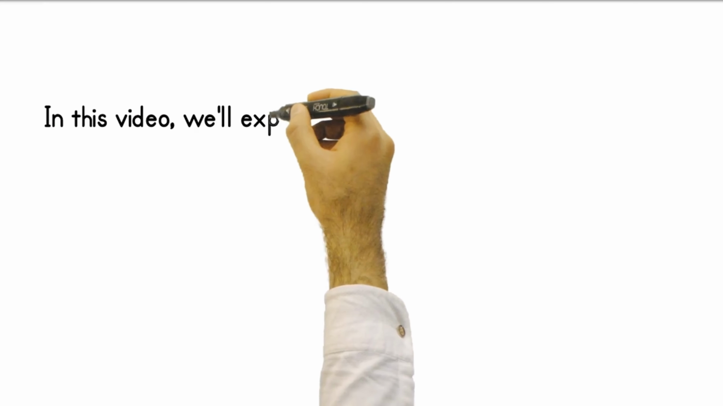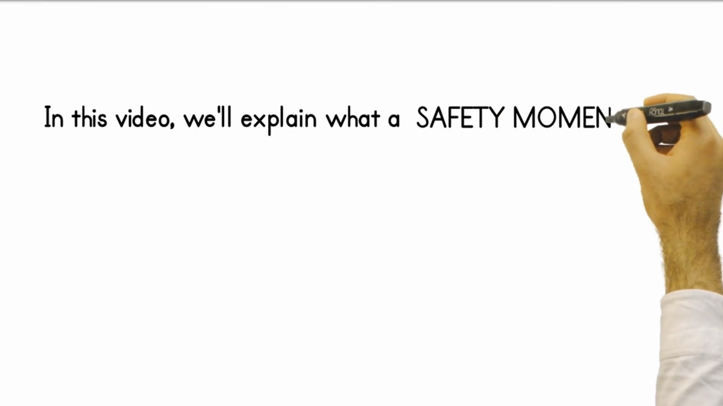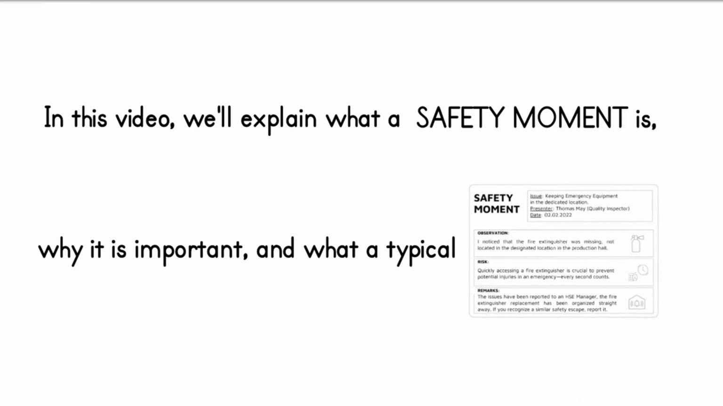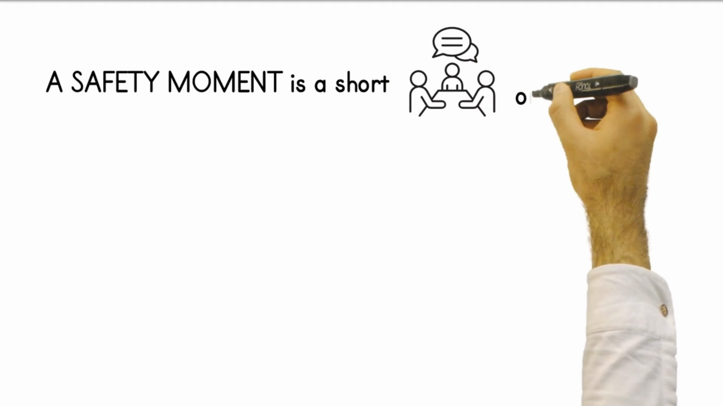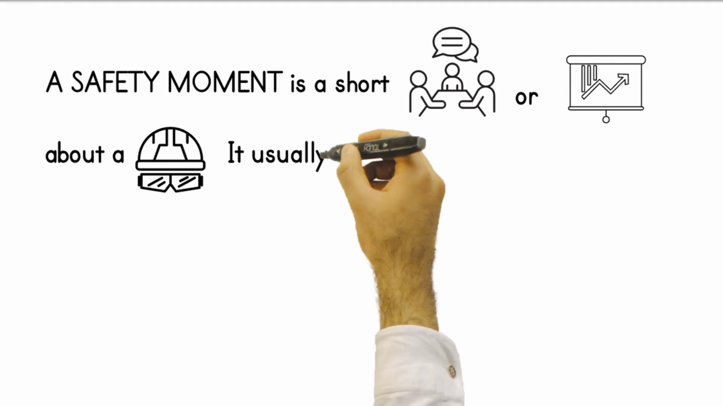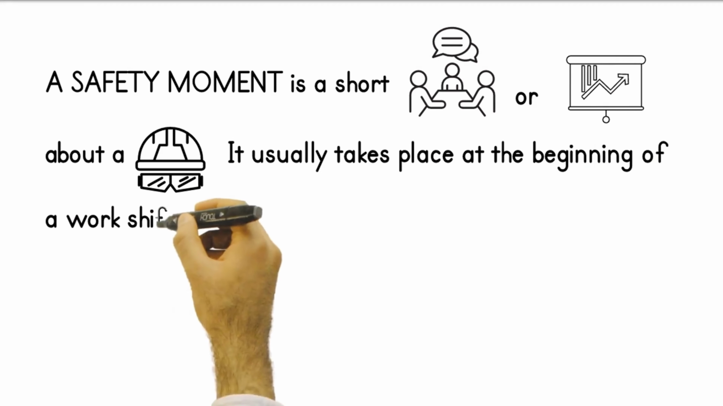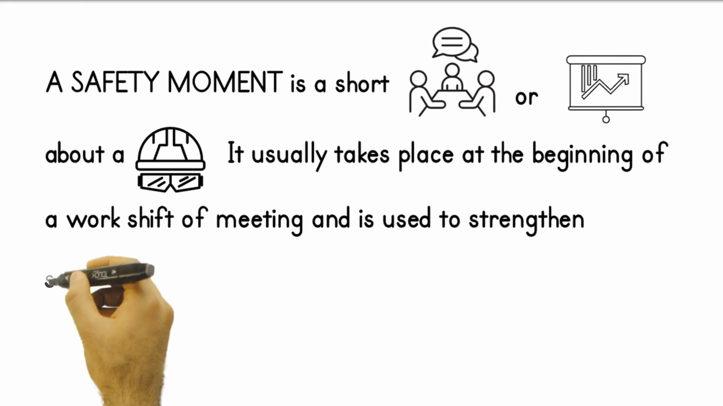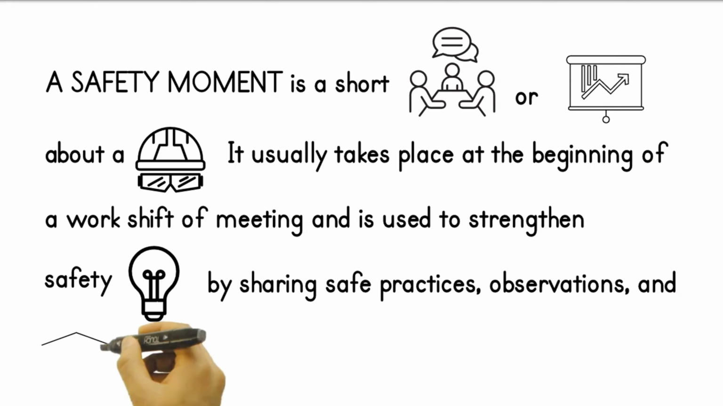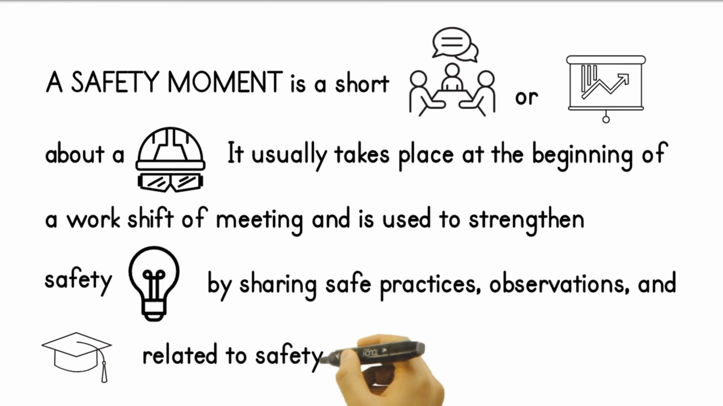In this video, we'll explain what a safety moment is, why it's important, and what a typical safety moment slide looks like. A safety moment is a short discussion or presentation about a safety-related topic. It usually takes place at the beginning of a work shift or meeting and is used to strengthen safety awareness by sharing safe practices, observations, and lessons learned related to safety.